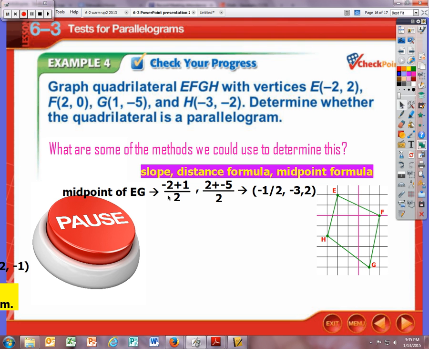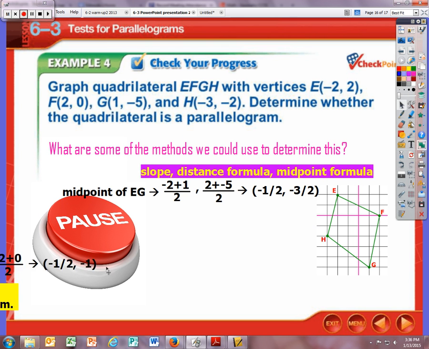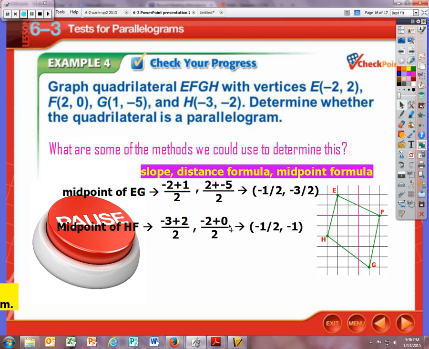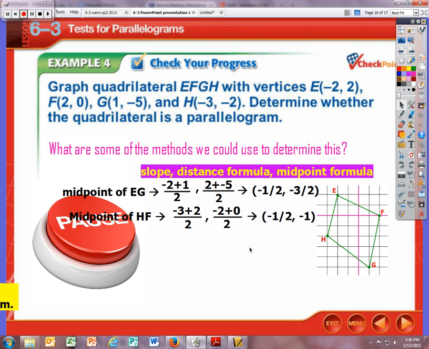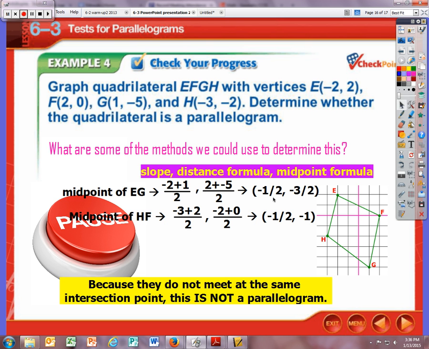So the midpoint of EG is -1/2, comma, -3 over 2. The midpoint of HF is -1/2, -1. Now the x's are at the same spot, but the y's are not. So if you'll notice that the midpoints are different, that means this thing is not a parallelogram. They have to intersect in the same spot for this to be a parallelogram, and because they don't, we have to say no.